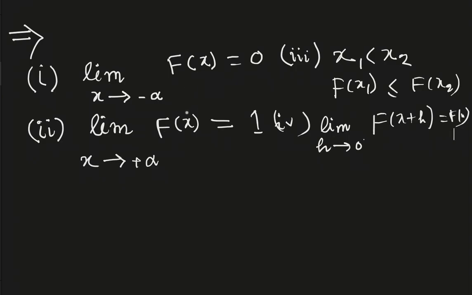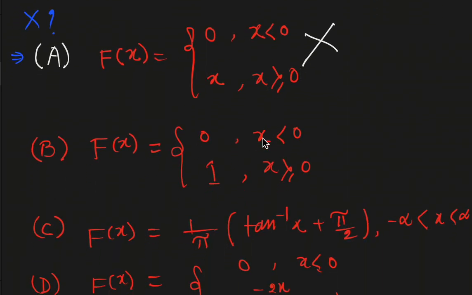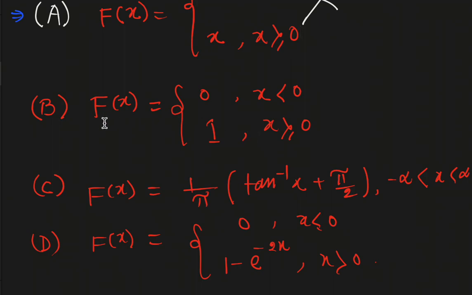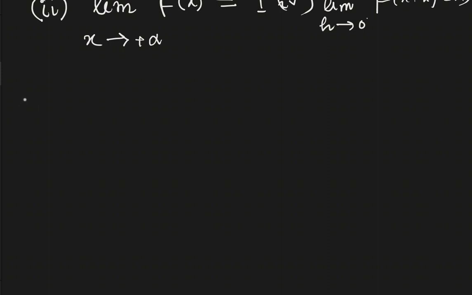The second property of this first distribution is not following, so that means this is not a CDF. So we get our answer, A is not a CDF. Let's check all the other things, the others. For f(x), if x tends to minus infinity, let me write here properly.